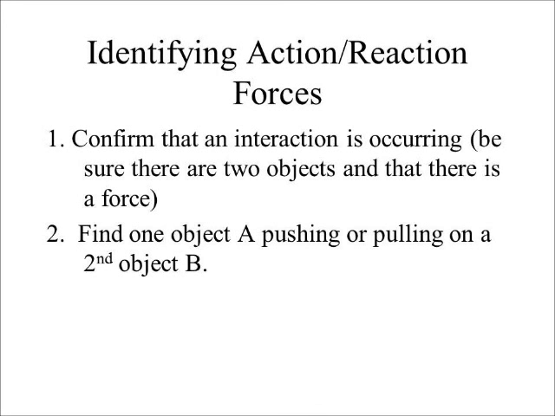Second one is to just simply find an object A that's pushing or pulling an object B, and the conclusion therefore is that the object B must also be pulling or pushing on object A, such as the bowling ball that's falling. There's an action and reaction force pair for that. The bowling ball is falling, being pulled by gravity, so we call gravitation the action force. And then there has to be a reaction force. So if you're going to identify the reaction force, you have to first identify the two objects.